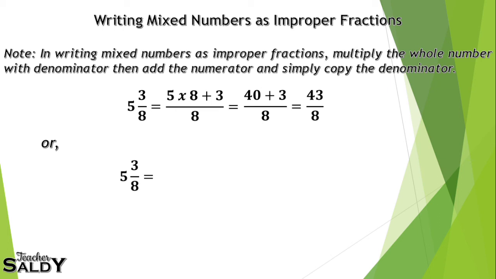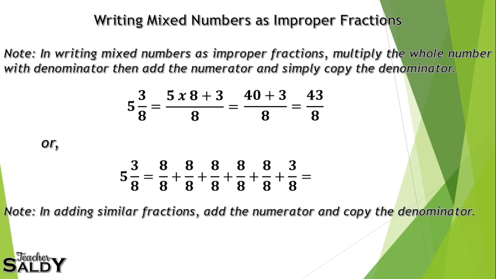Or 5 and 3 over 8 is 8 over 8 plus 8 over 8 plus 8 over 8 plus 8 over 8 plus 8 over 8 plus 3 over 8. That's 1 plus 1 and so on. In adding similar fractions, we add the numerators and copy the denominator. So 8 plus 8 plus 8 plus 8 plus 8 plus 3 would be equal to 43 over 8.